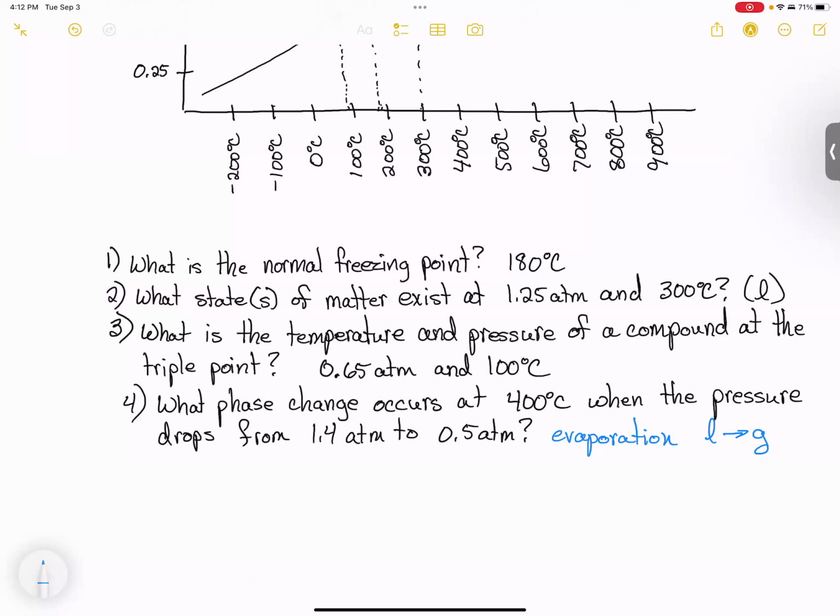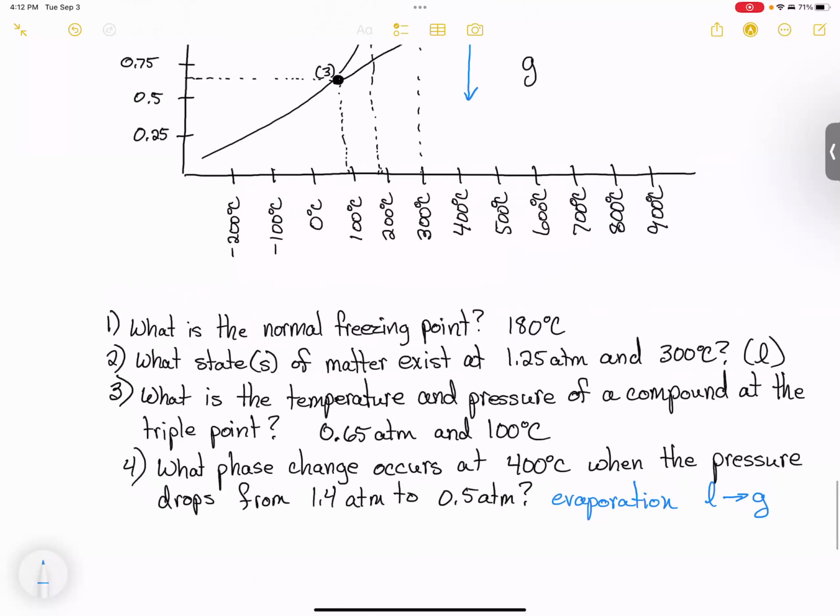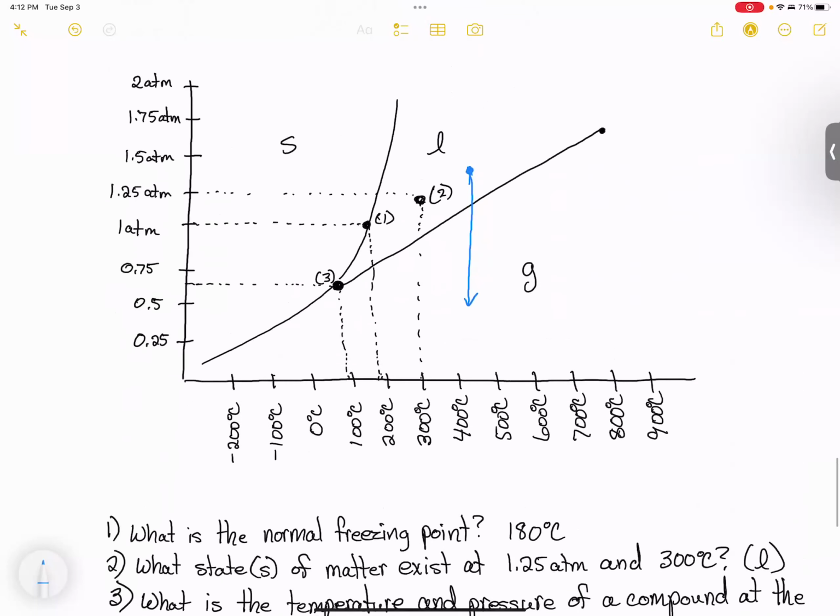All of these are possibilities. This type of question is a possibility. If you know the solid, liquid, gas, if you know the triple point, if you know where the supercritical fluid exists, then it's mainly a matter of interpreting the graph.